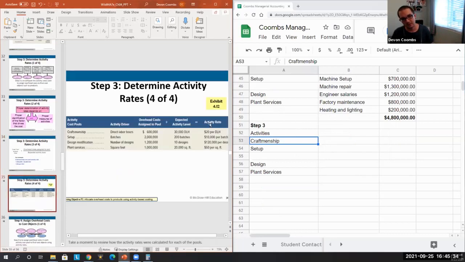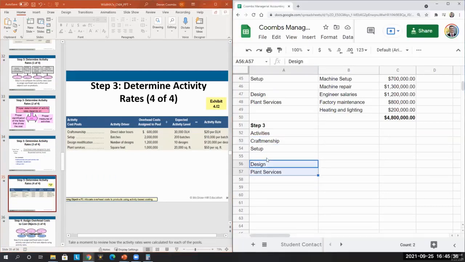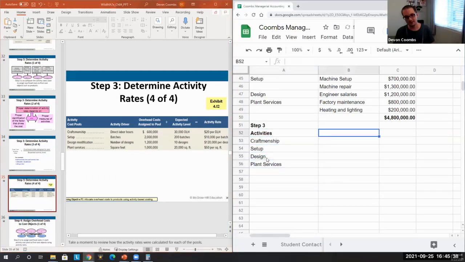So we're saying here, of these activities, what's the activity driver? That's really what we're trying to get at, the activity driver, Saeed, which is right. What is driving the output, which is our main input. So for craftsmanship, that's direct labor hours. That makes sense, right? Craftsmanship means that people are building something.